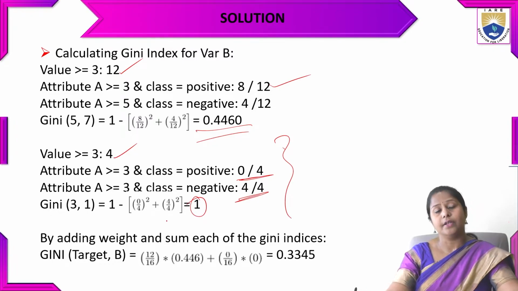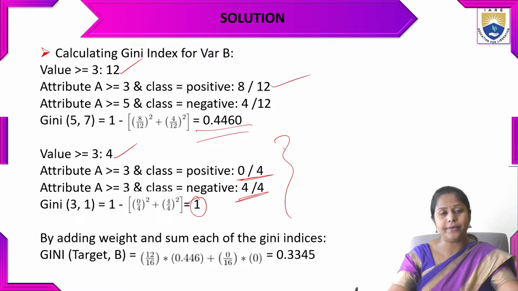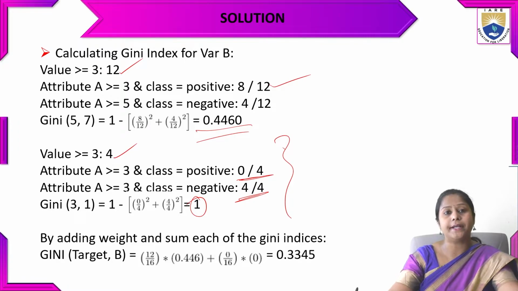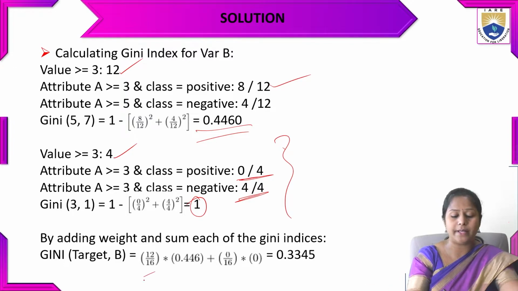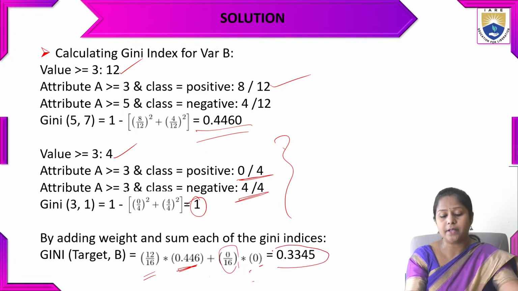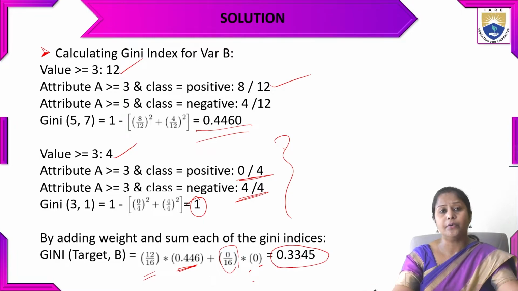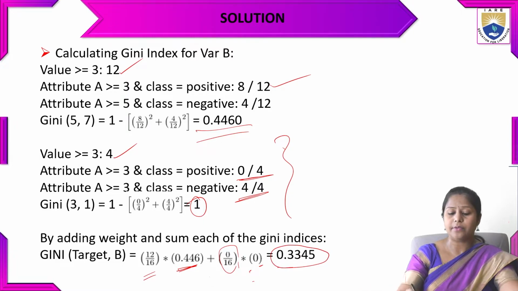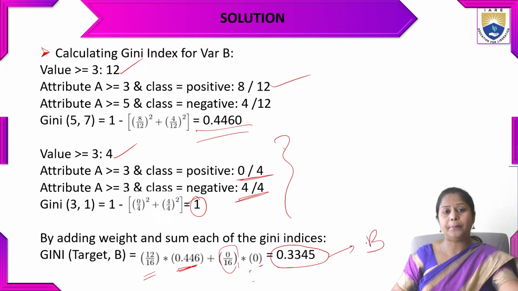Now we are going to add the weights and sum each of the Gini indexes. So the Gini of target comma B will be 12 by 16 into 0.446 plus 0 by 16 into 0. Now it comes out as 0.3345, right? That is the Gini index for the B value.